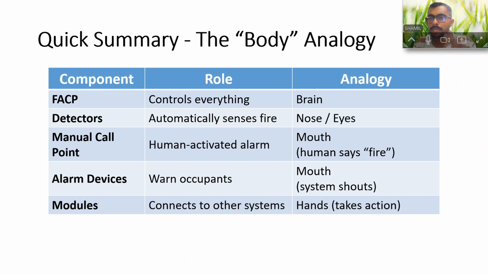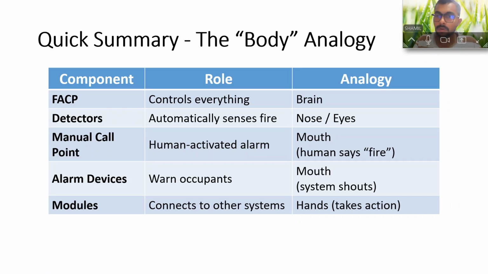A quick summary. If you notice, all these devices are somehow related to the human body. The FACP is considered the brain of the system because that's where all the controlling takes place. The detectors are like the sensors, like the nose and the eyes of the system. They will sense what happens, and then accordingly the decision will be taken.